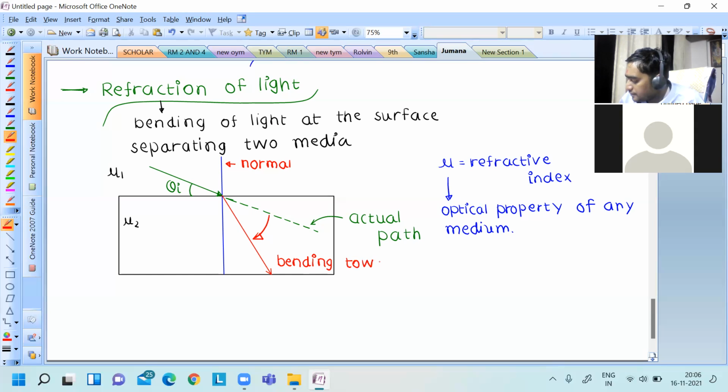So it's bending towards the normal, then this medium must be a denser medium. So if it's dense, it moves towards the normal, and if it's rare, it moves away. Yes, perfect answer. Since it's bending towards the normal, it means it's a denser medium. And if it moves away from the normal, then it is considered a rarer medium.